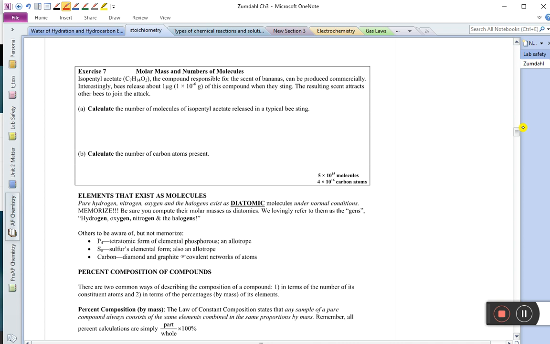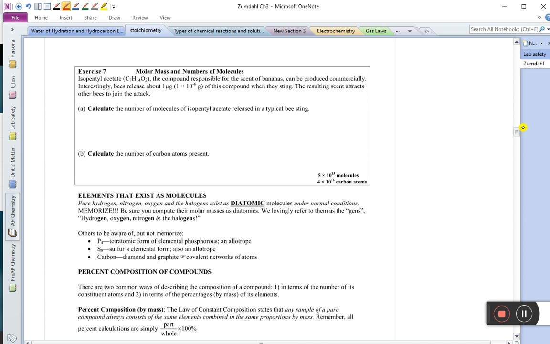And last but not least, isopentyl acetate is the compound responsible for the scent of bananas, and you can produce it commercially. And bees also release this. Yeah, the background on these is a little wordy, not necessarily useful, but kind of interesting. Apparently banana scent can provoke bees into attacking. Watch out for that.